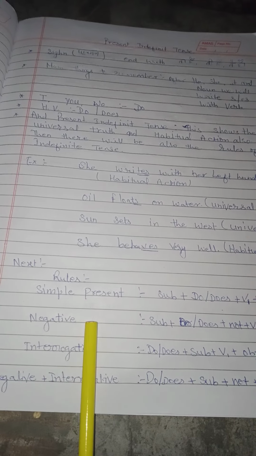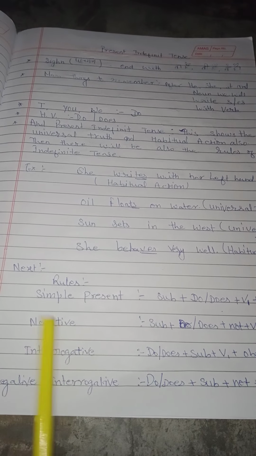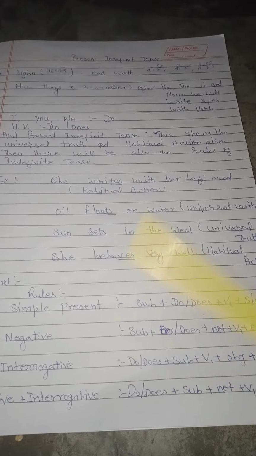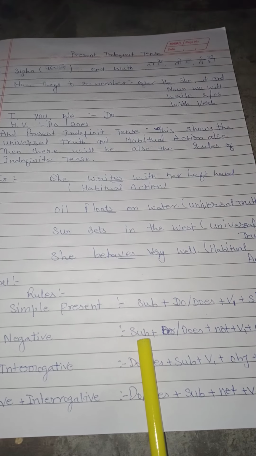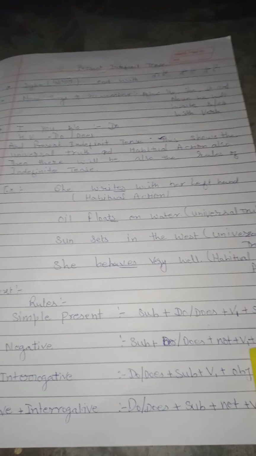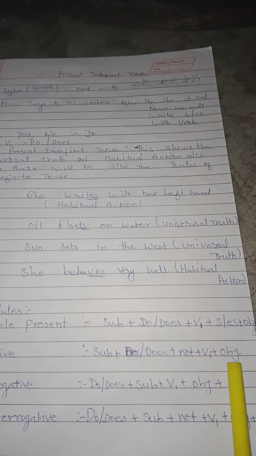And the next one is negative, which means the "not". So we can observe it like this: subject plus do or does plus not plus verb first form plus object. This one is for the negative sentence.